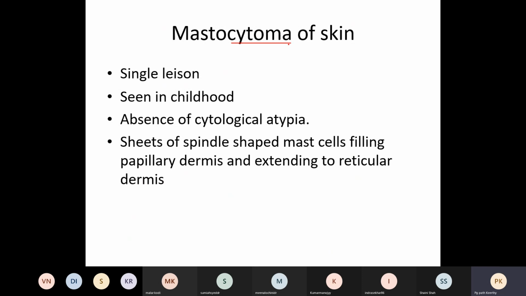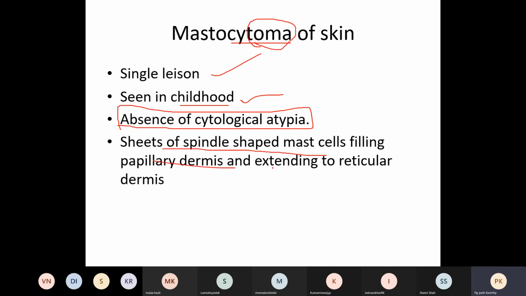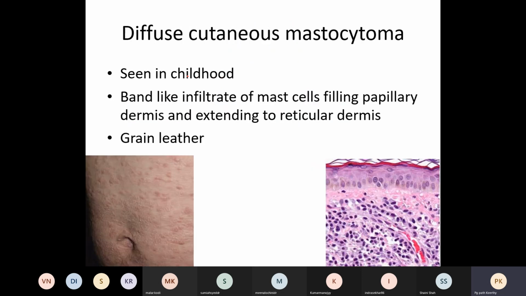So mastocytoma means it is a localized lesion in the skin. Generally same, no? All cutaneous mastocytosis are common in children. So the main thing here is cytological atypia is absent. And same, spindle cells filling your papillary and reticular dermis, that will be the same. Only the important thing is that it is just a localized single lesion.